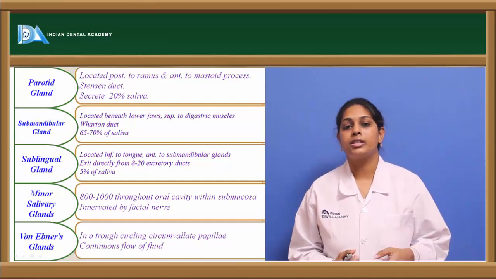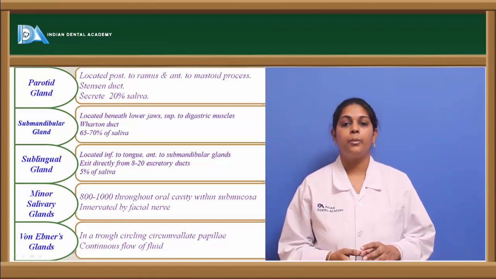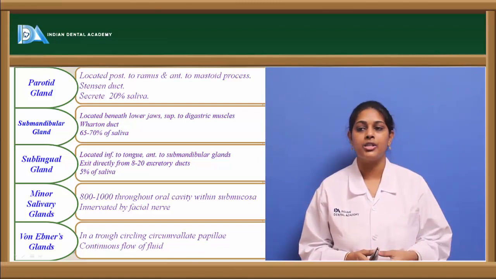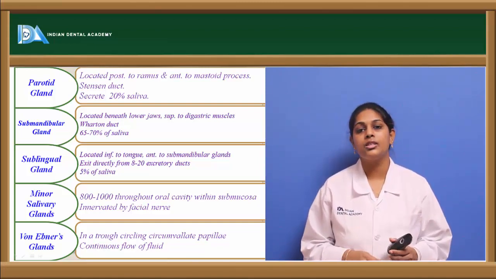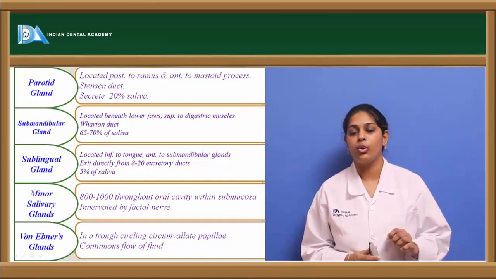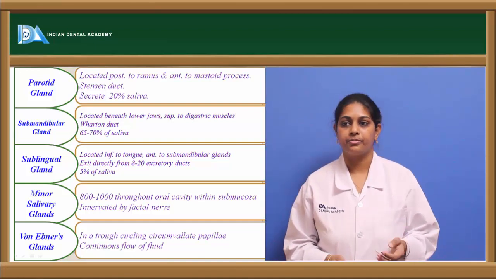Coming to Von Ebner's glands, the last of the classified glands, they are present on the dorsum surface of the tongue. They are anterior to the sulcus terminalis and are encircled by the circumvallate papillae. They help in the continuous flow of fluid. So these are the glands which are seen in the oral cavity.